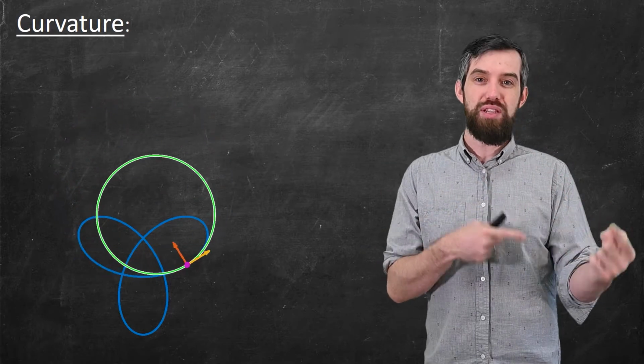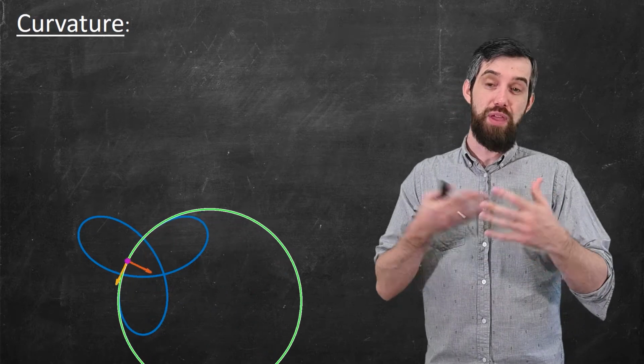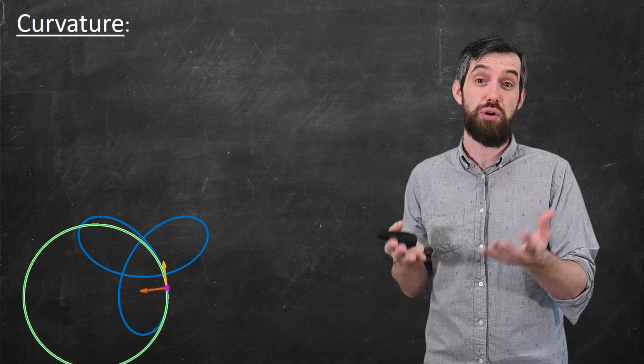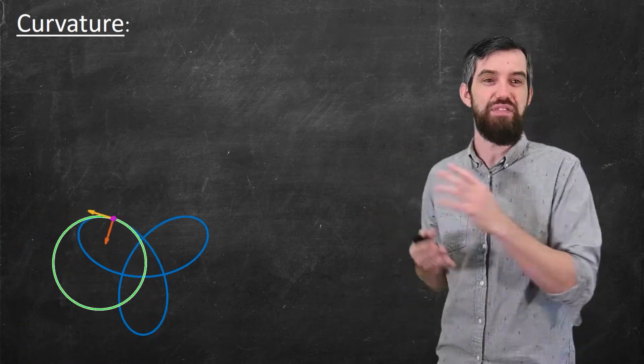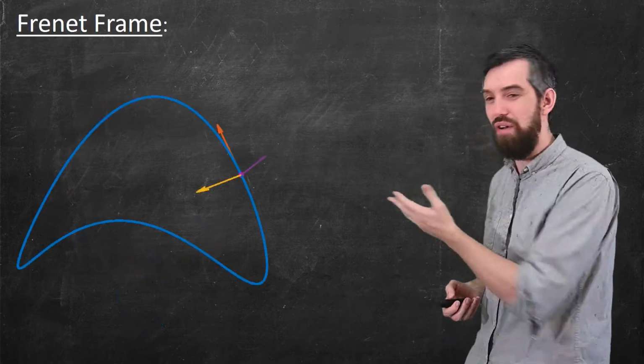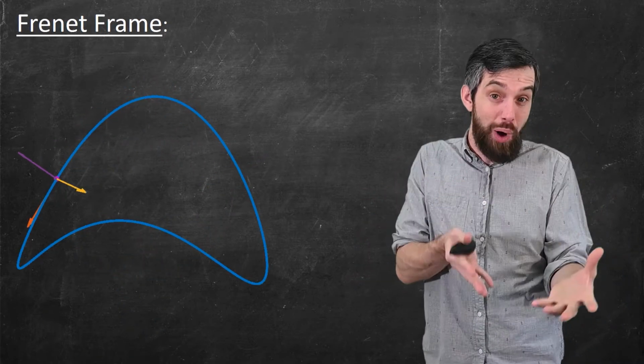As I move around this curve, at different points, it's more curvy and has, therefore, a smaller circle of curvature, and sometimes it's less curvy and has a bigger circle of curvature. So we're going to talk about the math of this as well. In 3 dimensions, it actually has a little bit more of a complicated picture. There's something called a Frenet frame.